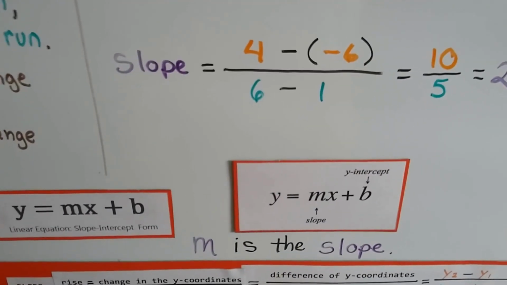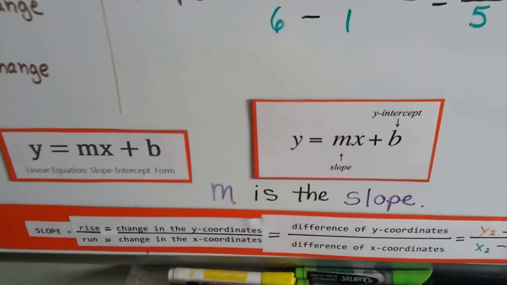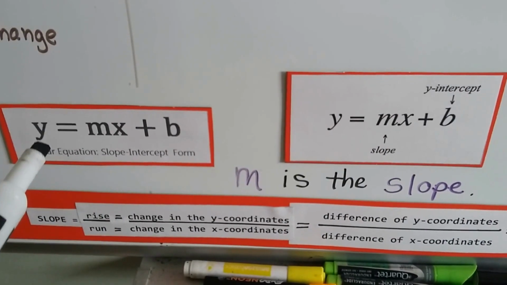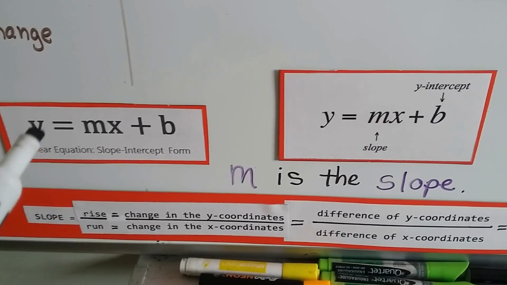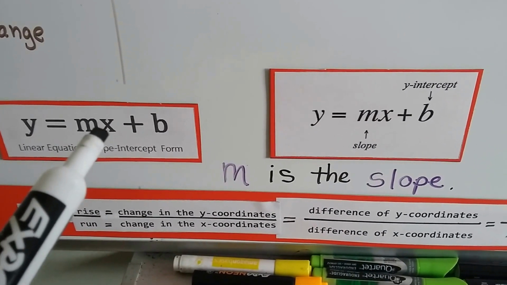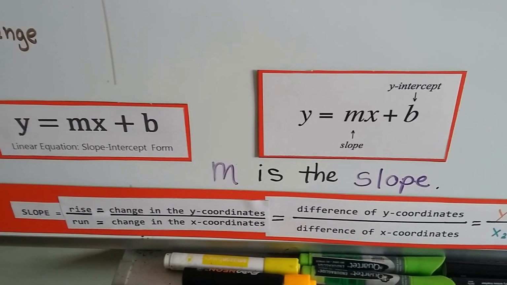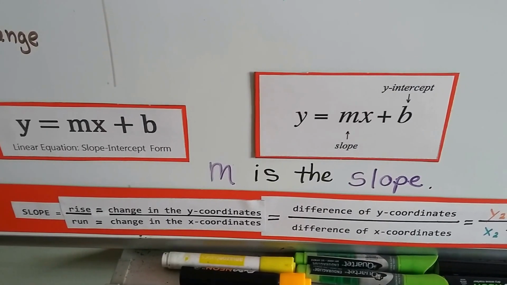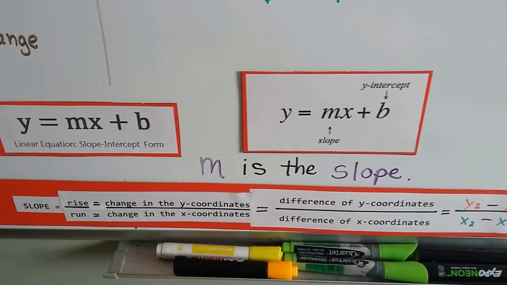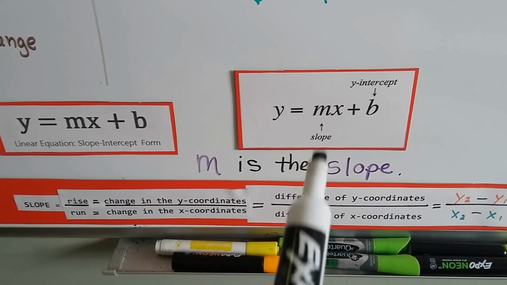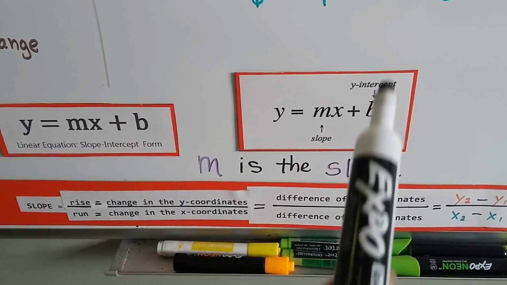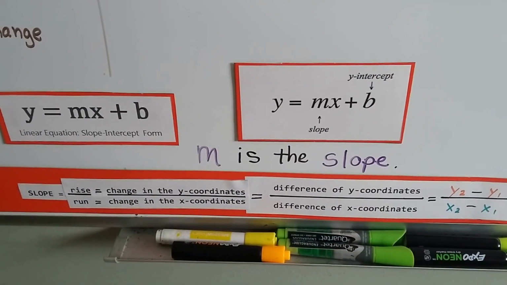And the m in this equation is the slope. So this is a linear equation in slope-intercept form. y equals the slope times x plus b, where b is the y-intercept. That's where it crosses the y line. We talked about that a couple videos ago, didn't we? The m is the slope, see? The b is the y-intercept, where it hits the y-axis.